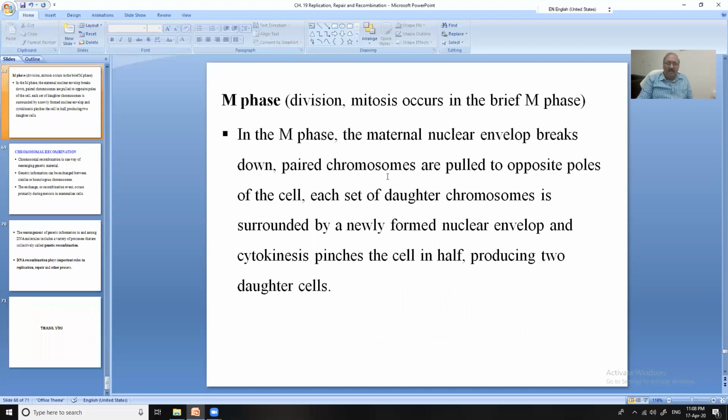M phase is the last phase. In the M phase, the maternal nuclear envelope breaks down. Paired chromosomes are pulled to opposite poles of the cell. Each set of daughter chromosomes is surrounded by a newly formed nuclear envelope, and cytokinesis pinches off the cell in half, producing 2 daughter cells.